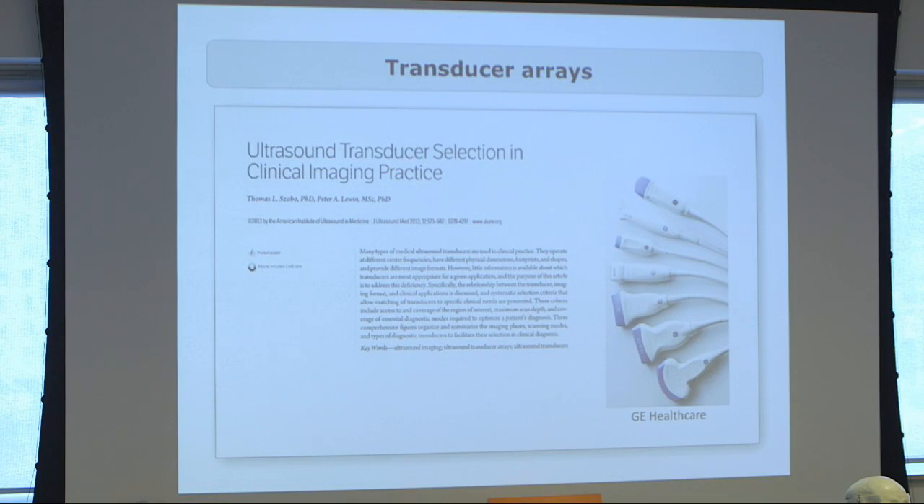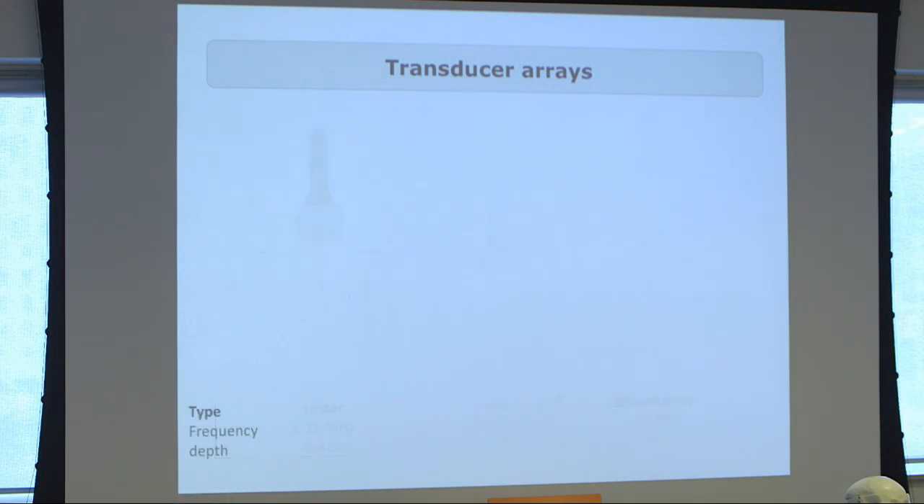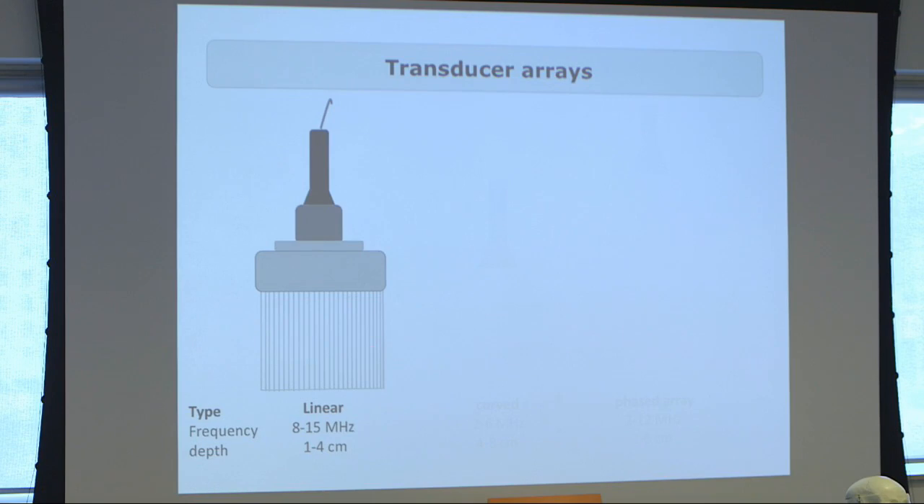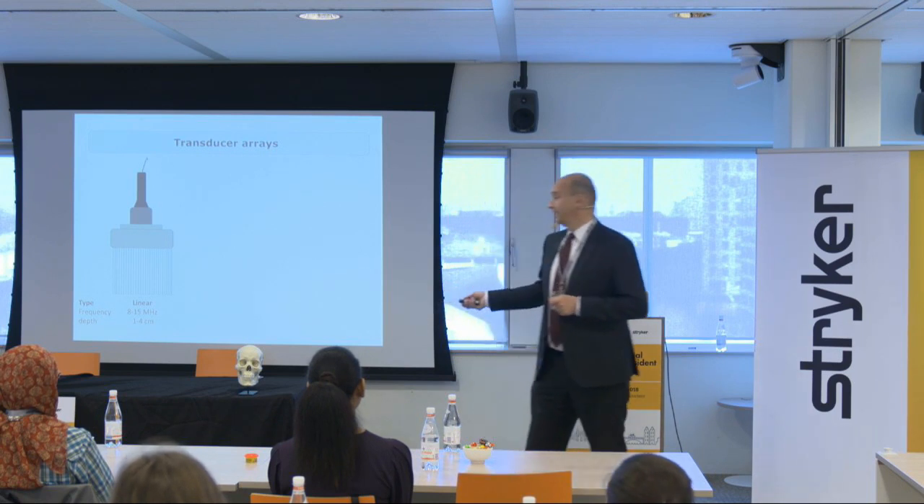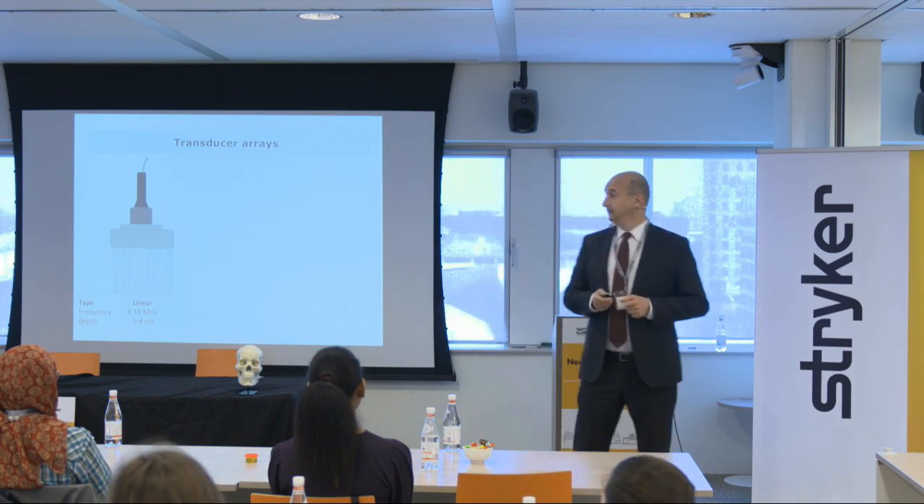Now, there are lots of different transducers out there, and it definitely pays to take some time to choose the right transducers for the work that you want to do. The standard form is the linear array, in which you have a lovely rectangular or square image, which is easy to interpret. The disadvantage is that these transducer probes tend to be rather large, and they're used for abdominal work rather than for neurosurgery. And also, they don't penetrate very deeply.